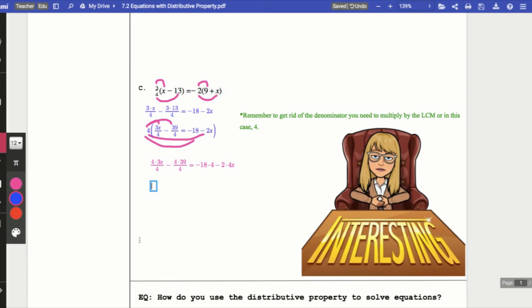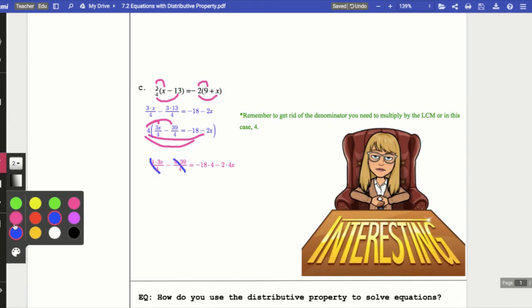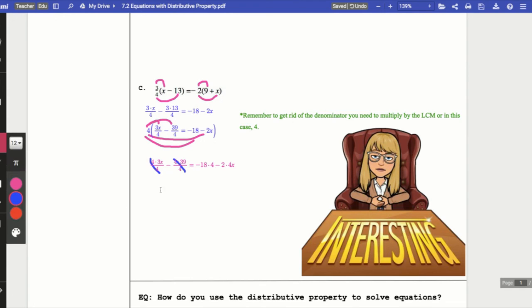So 4 times 3 is 12. But actually, let's back it up. Hold up. Remember, if I have the same denominator, I can just cancel those out. So that actually makes it even easier. Going back to my equation, those 4s cancel, so I have 3x minus 39. And then negative 18 times 4 is negative 72. And then negative 2x times 4 is negative 8x.